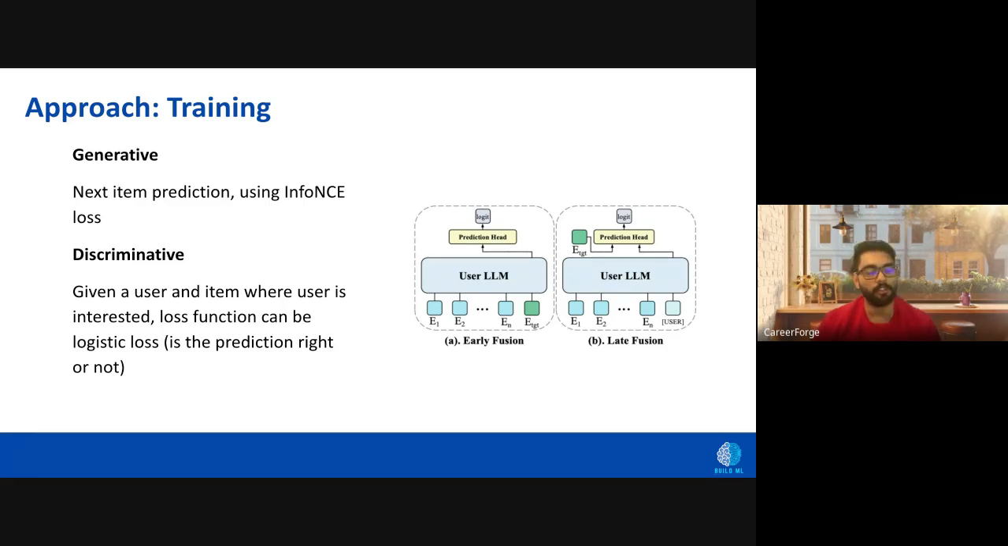They also train it on a discriminative task, which, at least from the paper, I wasn't able to fully understand why the discriminative task comes into play, in the sense that given a user and an item, they want to try and figure out if the user will actually be interested in that item or not, essentially a 1 or 0 prediction. And in 1 or 0 predictions, you can use a typical loss function like a logistic loss function.